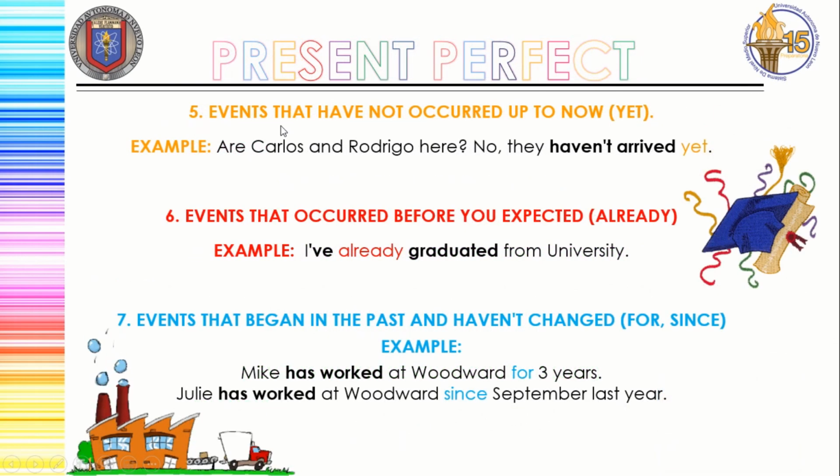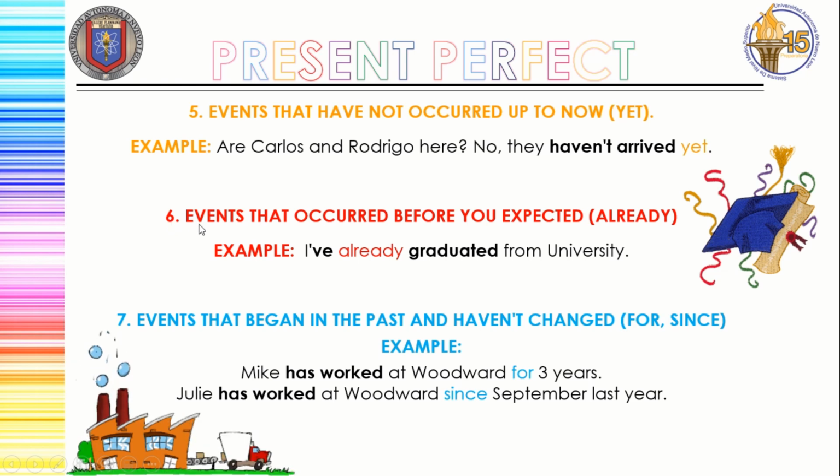Number 5, events that have not occurred up to now. In this case, we're gonna use the word yet. Are Carlos and Rodrigo here? No, they haven't arrived yet. So in this case, they're still not here now.